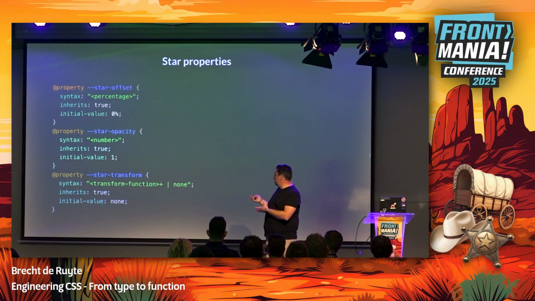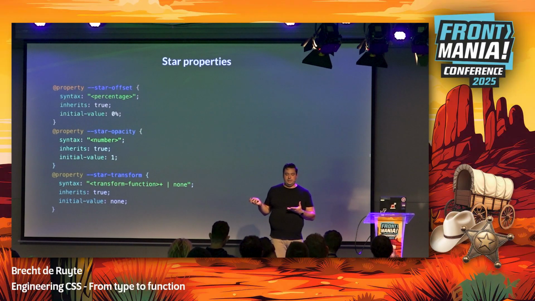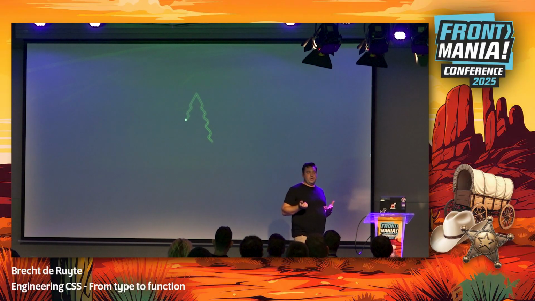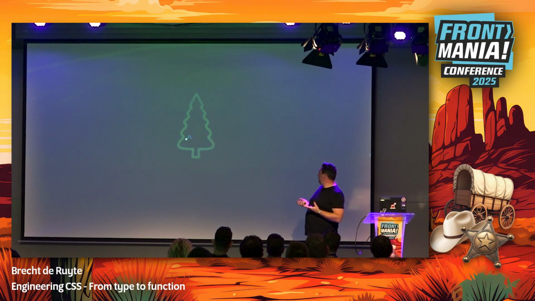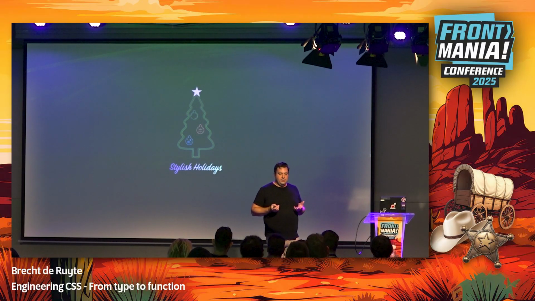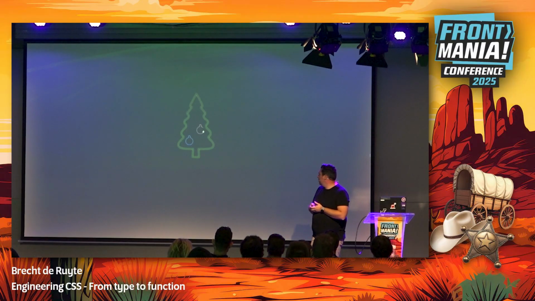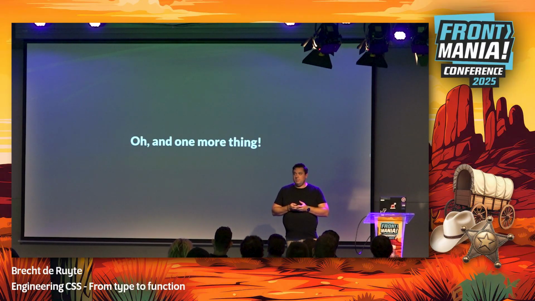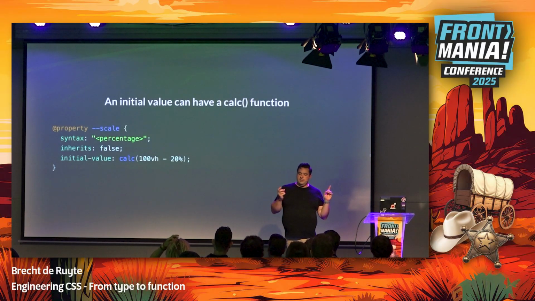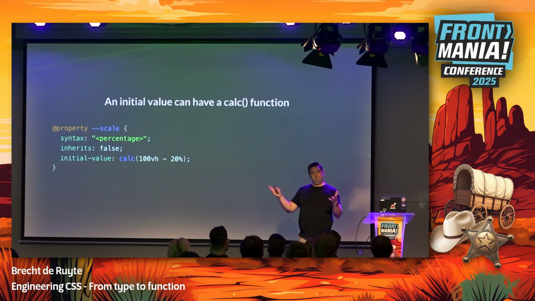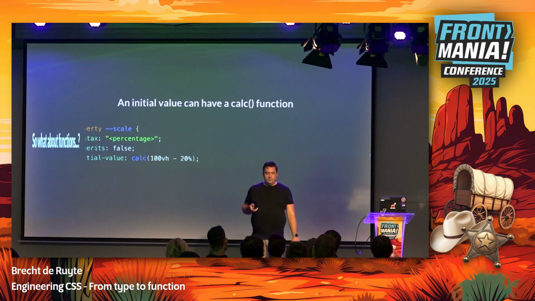Well, the next thing you see is a scroll-driven animation with just HTML and CSS. It was my Christmas card of last year, which I think was pretty fun. So this is just using @property and animating a bunch of keyframes. And I think that really opens up a lot of opportunities here. So much fun. Oh, wait, one more thing. An initial value can have a calc function. I don't know why you would use it, but you can. Just putting that out there.